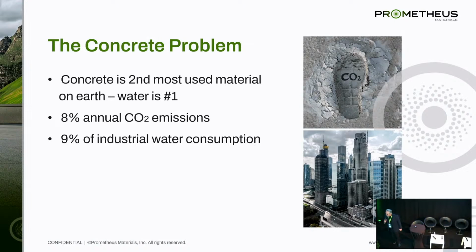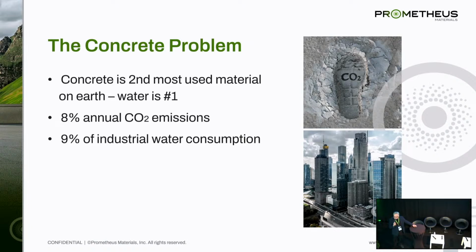So we are focused on concrete. Concrete, as you know, is a huge problem from a climate perspective. As stated earlier, about 7 to 8% of global CO2 emissions are associated with the production of cement and concrete. Also, the production of concrete consumes about 9% of water production on an annual basis. And of course, it's the second most used material on Earth, second only to water. So the problem we're dealing with here is very large and very, very dirty from a climate perspective.